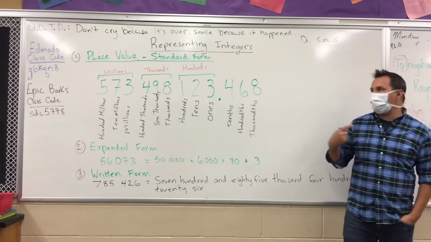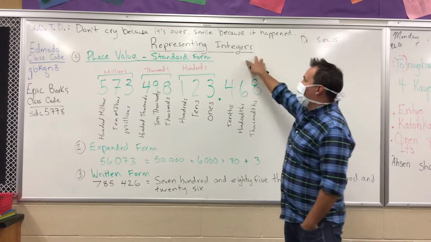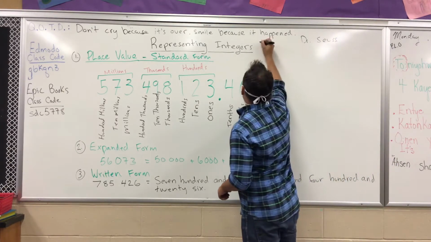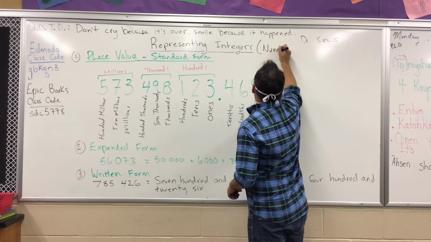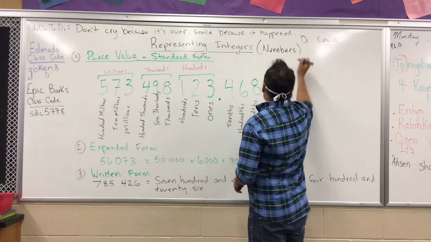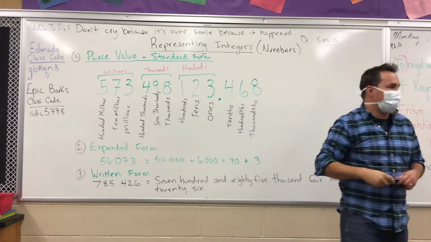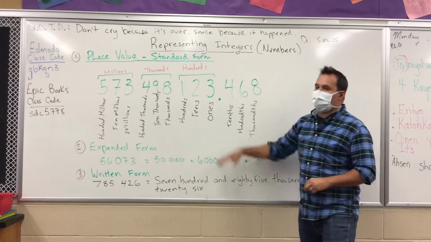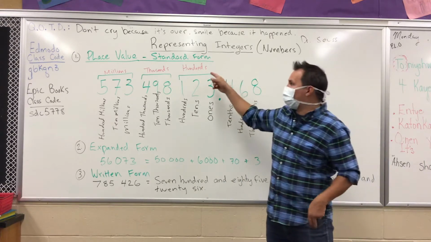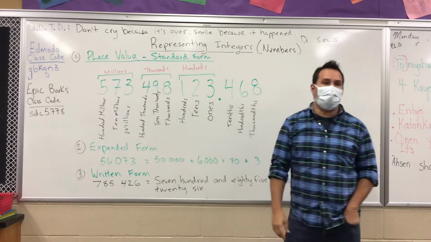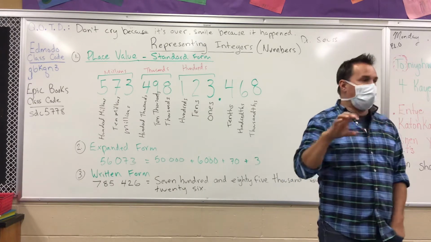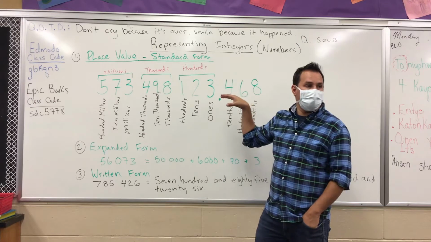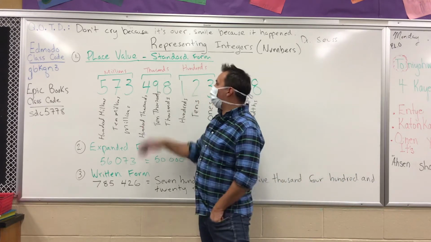For today's first lesson, we talk about representing integers. And we know integers is really just a fancy math word for numbers, right? So how we represent, how we see numbers, that's what we're talking about today. There's really 3 ways that we're going to talk about. The first one is place value, or what we call standard form. So when you see a number in the most standard way possible, right, that's what we call standard form.